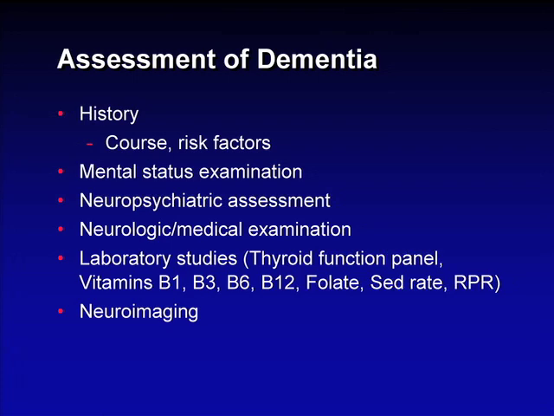So generally, everybody does this, just to walk through what we do: a history, a course, risk factors, a mental status exam, a neuropsychiatric assessment, a neurological or medical exam, and brief lab studies that I can talk about next. And some neuroimaging kind of makes the bread and butter assessment of a dementia patient.